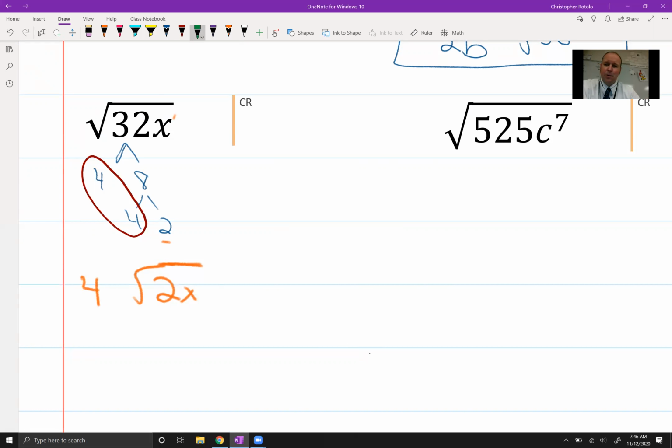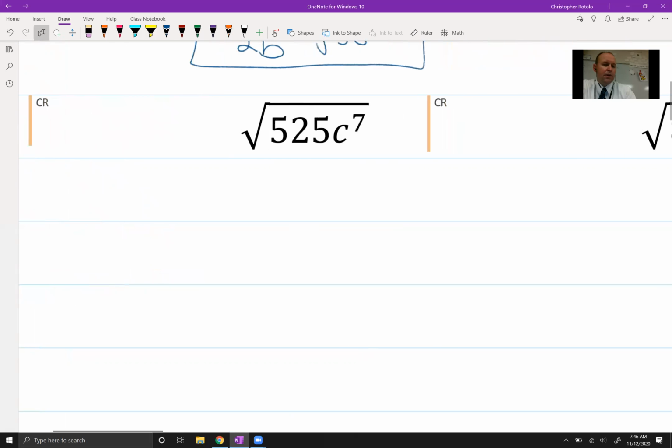Now, a lot of kids at this point, they're like, well, how do I know I'm getting this right? Because this seems weird. This is different. Okay? And how do we check it? Here's how we check, okay? If you take the number on the outside, and this is for numerical, and I square that, that would give me 16. 16 times this 2 gives me 32. So that's how I can check it. So you can square the number outside times the number inside. You should get the number we started with.